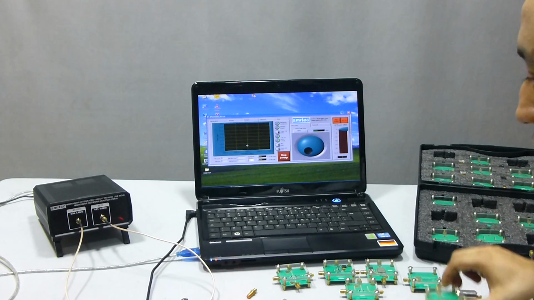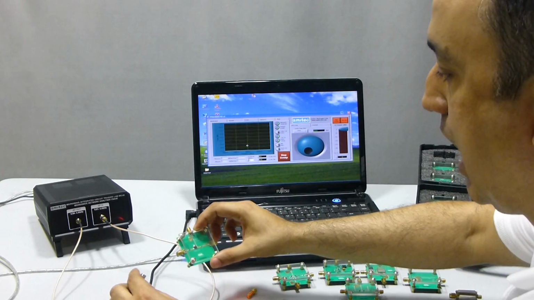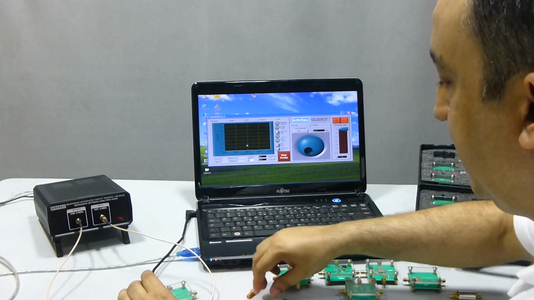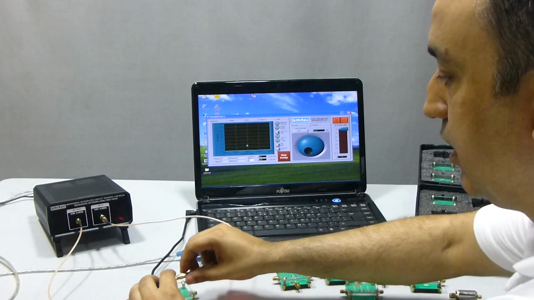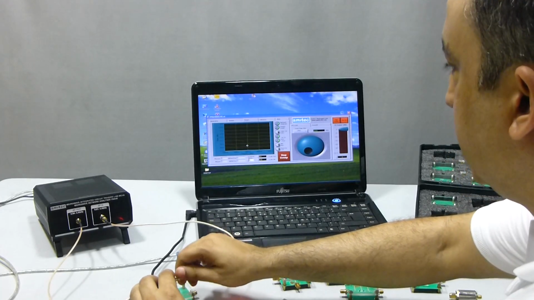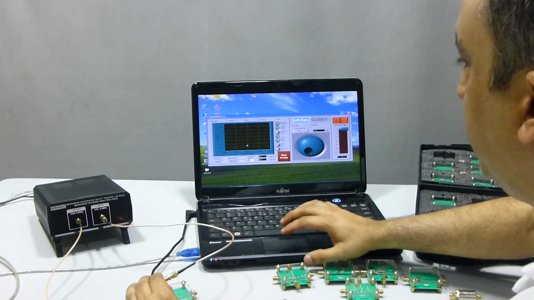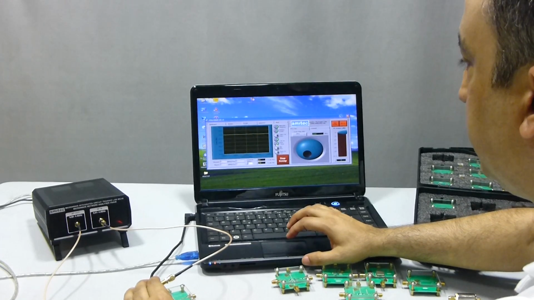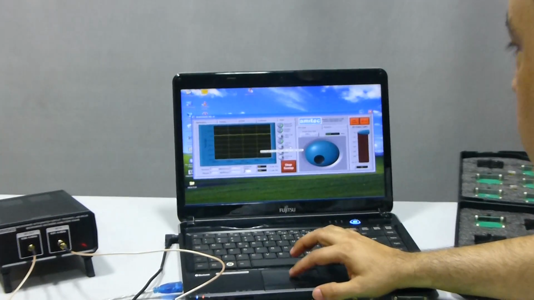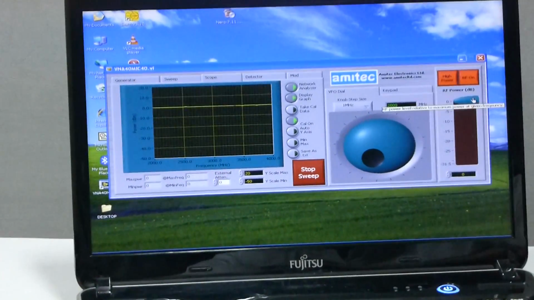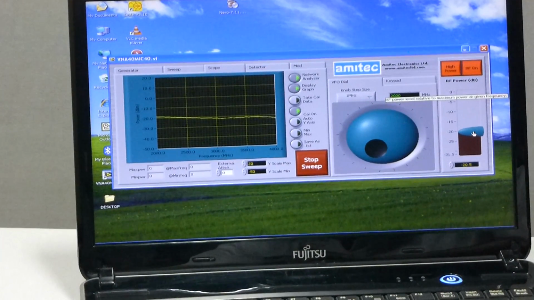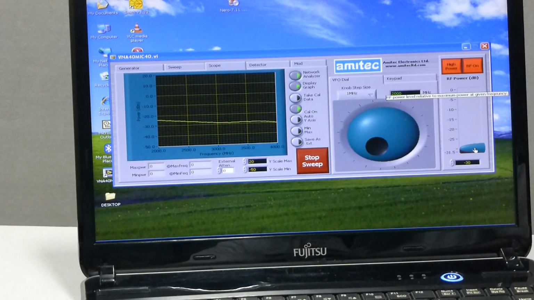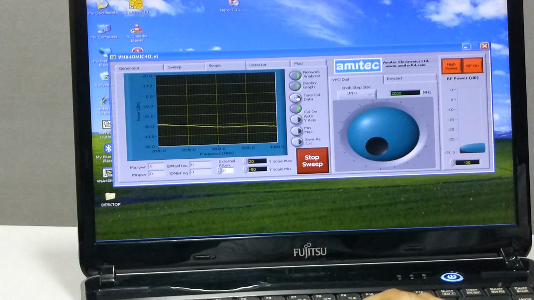Now we try to find out the frequency response of an MMIC amplifier. We did the cal at 0 dB, but the power gain of the amplifier is roughly about 20 dB. So we need to reduce the power level by applying less power. So we can see that we have reduced the power level by about 30 dB right now, and we have again done the cal.